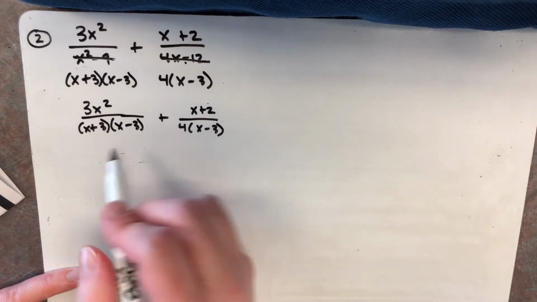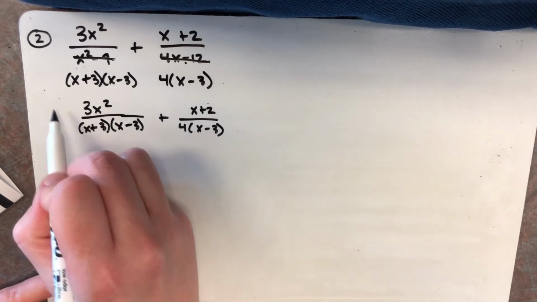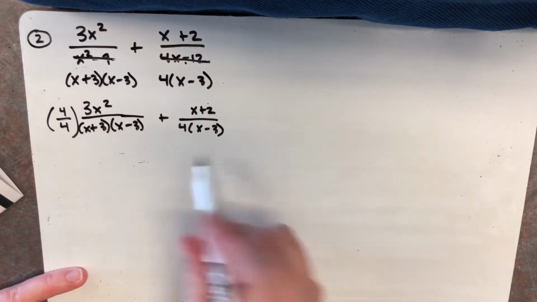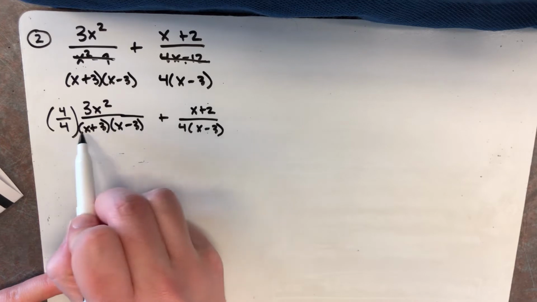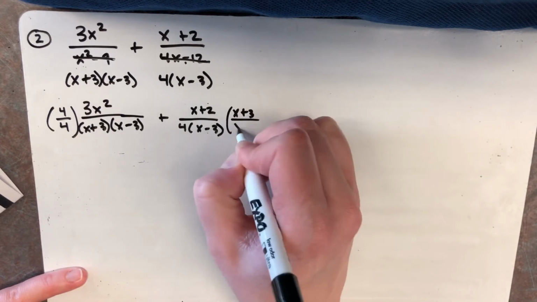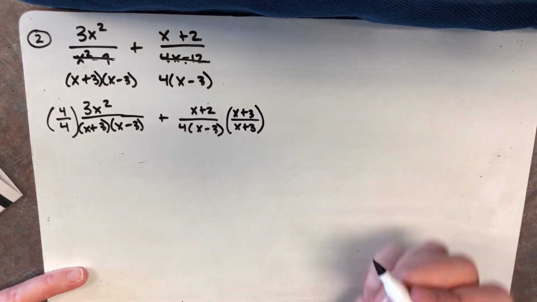All right, well, this denominator doesn't have a 4 in it, so I'm going to have to multiply this whole fraction by 4 over 4. And this denominator is then going to be missing this x plus 3. So I'm going to multiply this whole fraction by x plus 3 over x plus 3.